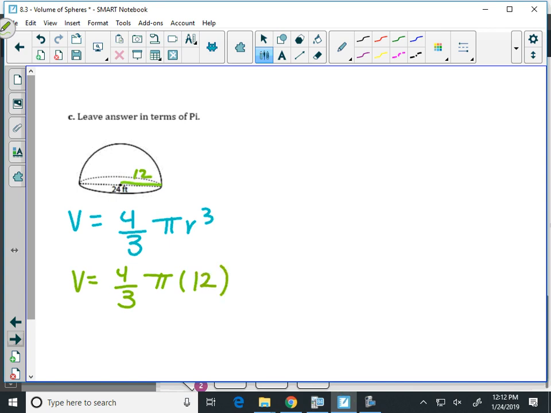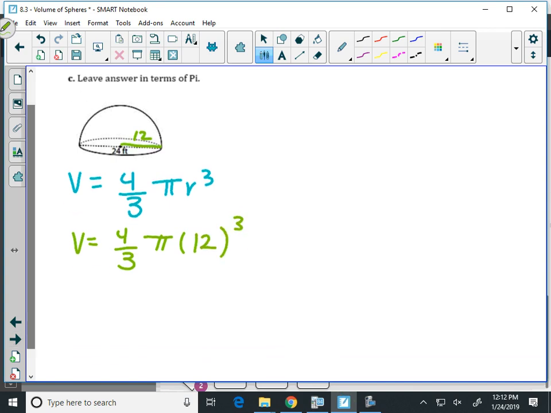So we're going to plug 12 in for our r. And again, this is leave in terms of pi. So do we plug that in? Nope. So you just do 4/3 times 12 cubed.